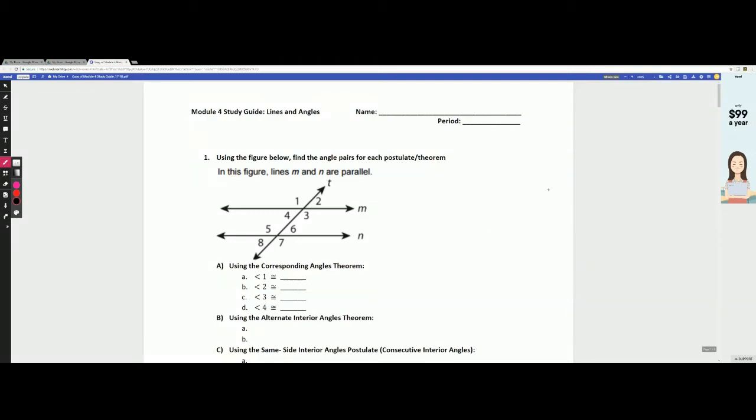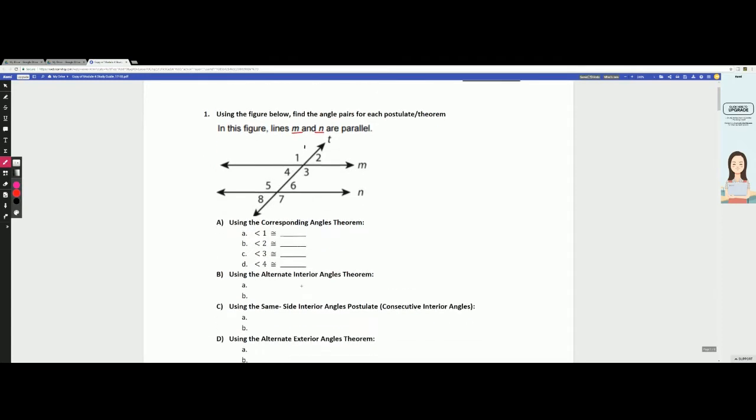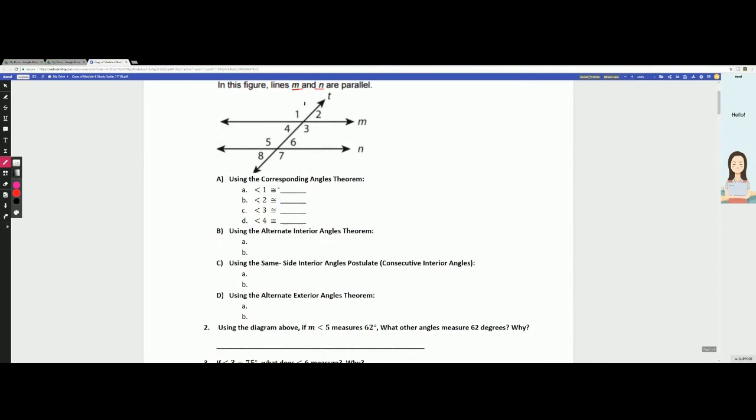Hi guys, so this is from Module 4 study guide for lines and angles. If you're looking at number 1, basically we have two parallel lines, line M and N. So they're parallel. Therefore, we're going to use certain theorems to identify certain congruencies.